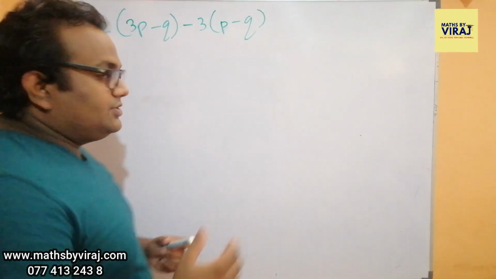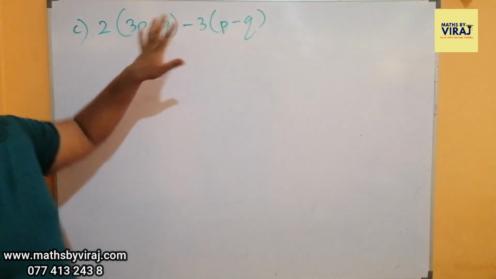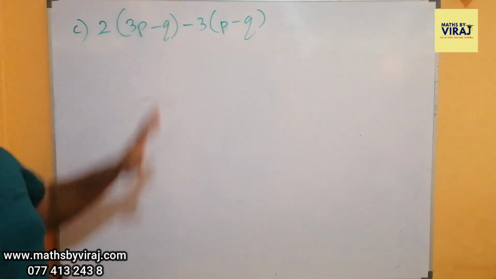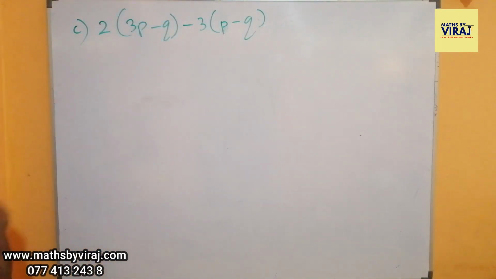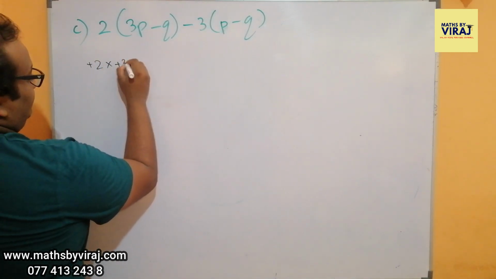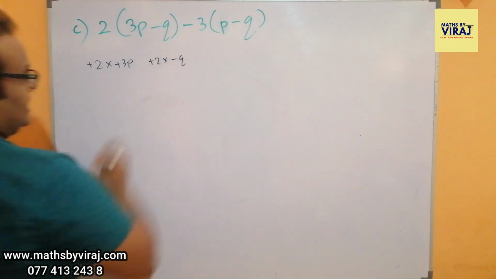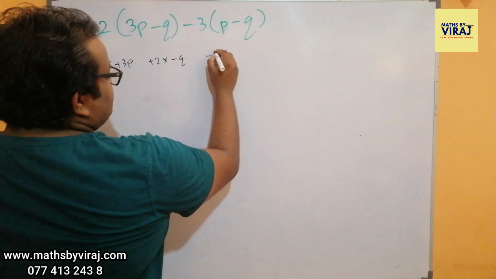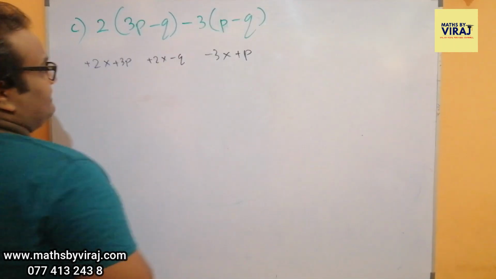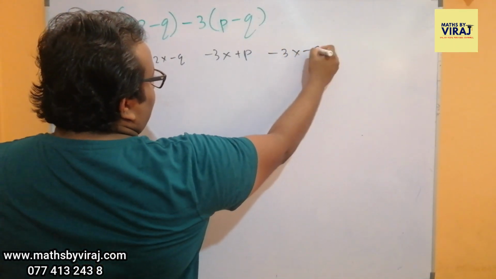Right children, let's look at another example. Here we have two expressions, 3p minus q and p minus q, to be multiplied by two numbers which are outside the brackets. Again, plus 2 to be multiplied by plus 3p, plus 2 to be multiplied by minus q, minus 3 to be multiplied by plus p. Since there is no sign, we can have it as plus. Minus 3 to be multiplied by minus q.